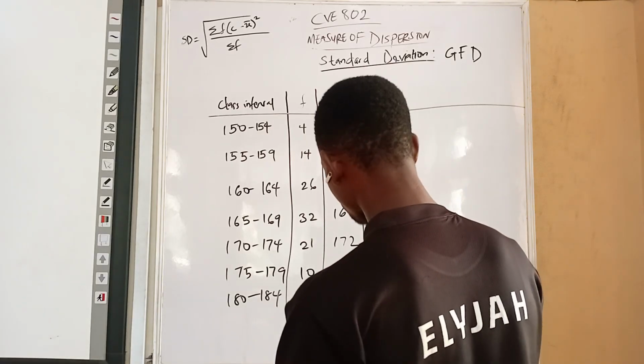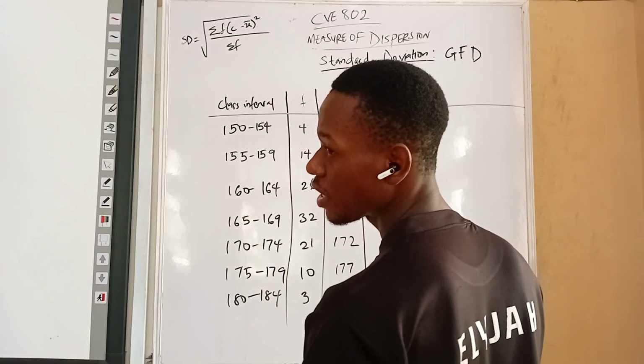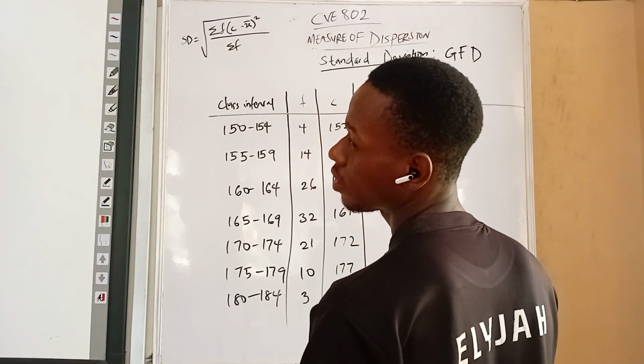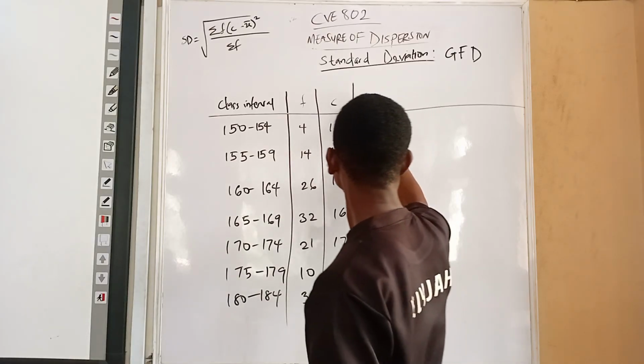Now that we have this, I believe the first thing for us to do is find our mean, the mean of the class centers. And to find the mean, we need fc.